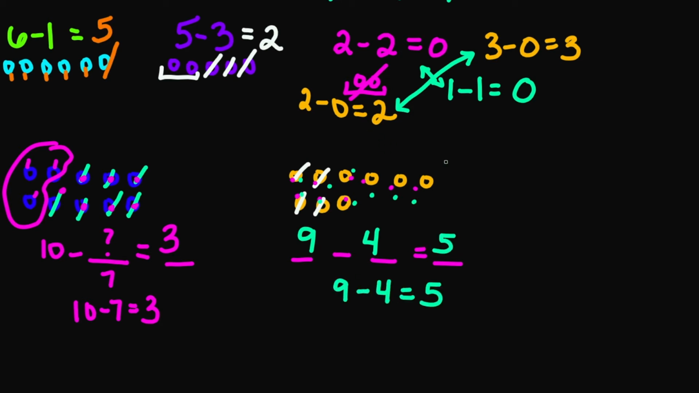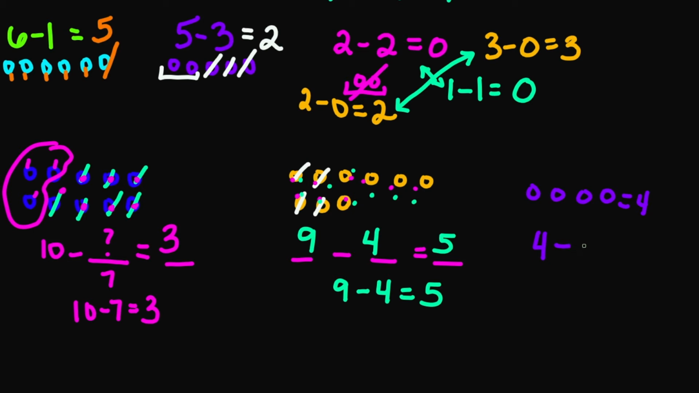Okay, so let's say I had 4 marbles. Okay, and I have to remove 0. If I have 4 marbles and I have to remove 0, how many marbles do I have left? Your answer is going to be 4. Okay, that means you have 4 marbles.